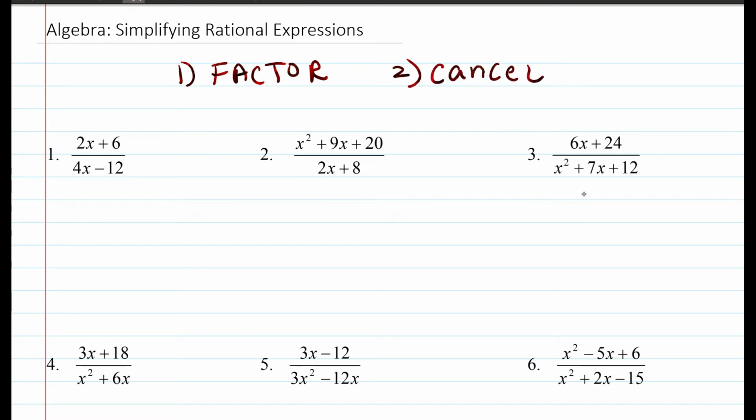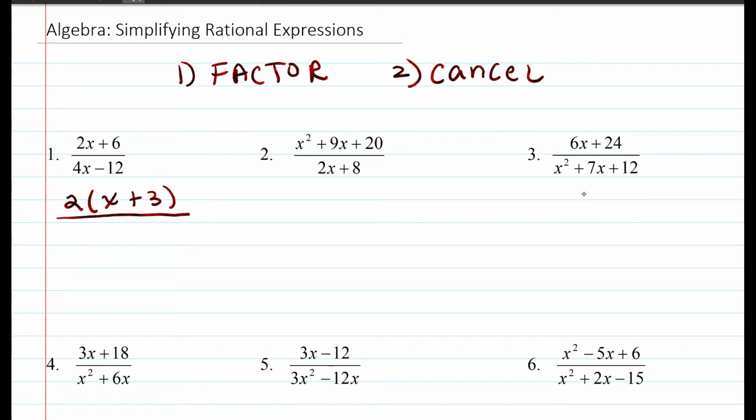Let's get started on the first example. We have 2x plus 6 over 4x minus 12. The first step in factoring is looking for a GCF. I have a GCF of 2 in 2x and 6. They both have a 2 in common. That's the GCF. 2 goes into 2x, x times. 2 goes into 6, 3 times. I can't factor anything more inside of those parentheses.